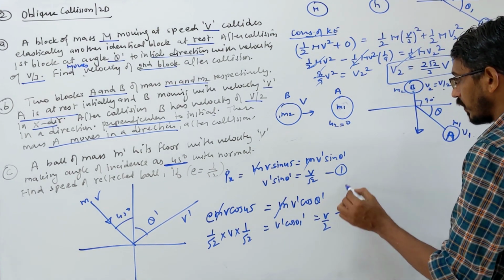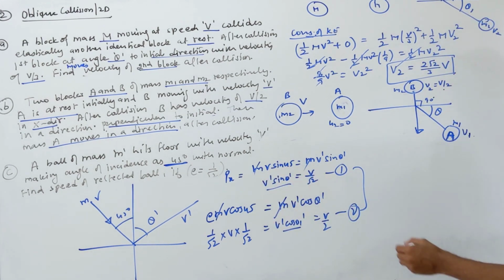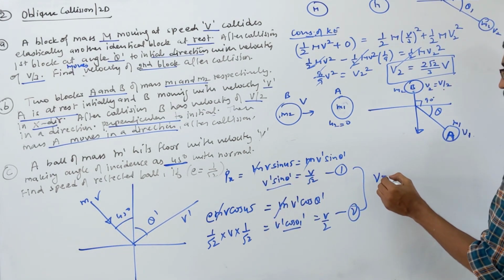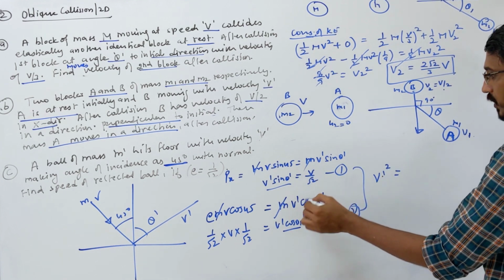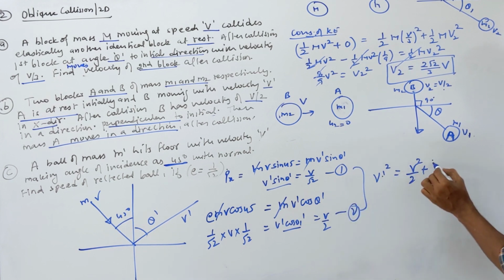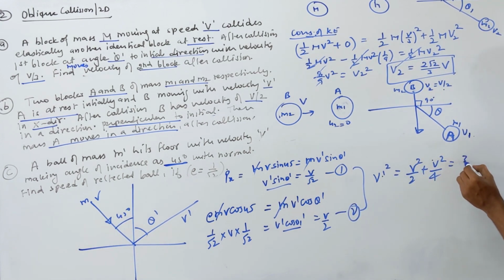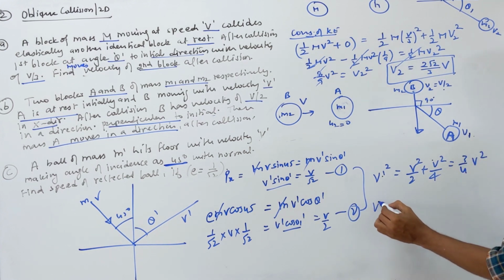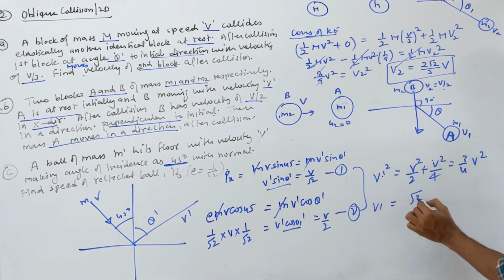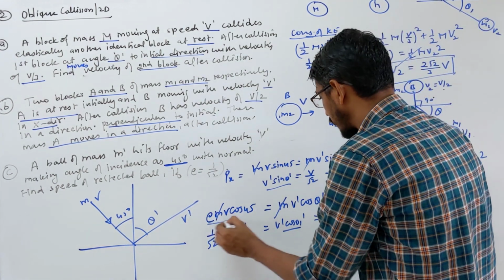Okay, with these equations we square sine theta dash and cos theta dash and add both sides. So we get v dash square equal to v square by 2 plus v square by 4. This becomes 3 by 4 of v square. So v dash will be simply root 3 by 2 of v. That's our answer.